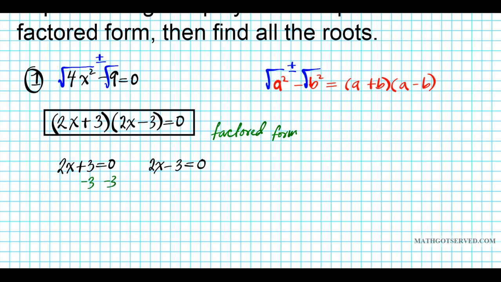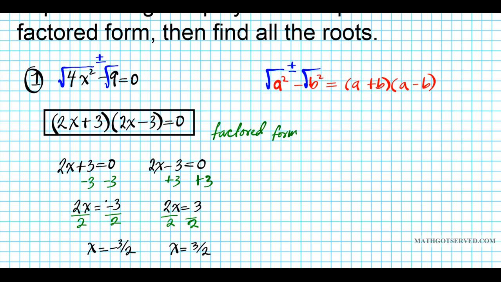Subtract 3. That yields 2x = −3. And then we divide both sides by 2. Our first root is −3/2. Second one, we add 3 and divide by 2. Add 3 to both sides. We have 2x equal to positive 3. And then divide by 2. And our final answer, x, is equal to 3/2.